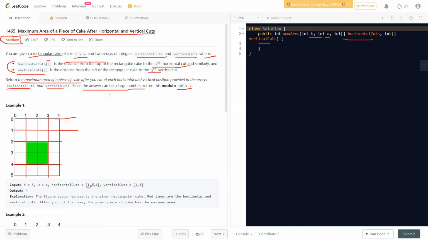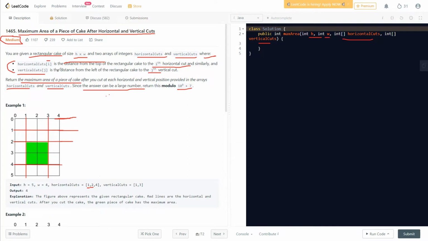Then it says 2, the second horizontal cut is at position 2, which means 2 units distance from the top. Like here you can see 0, then 1, and then 2 units distance from the top. So that's how it goes. They wanted to mention that when it says 2, that is not 2 units after 1, it is 2 units from the top of the cake.